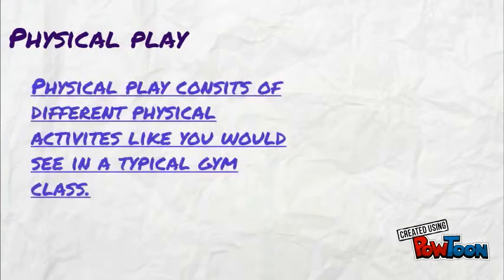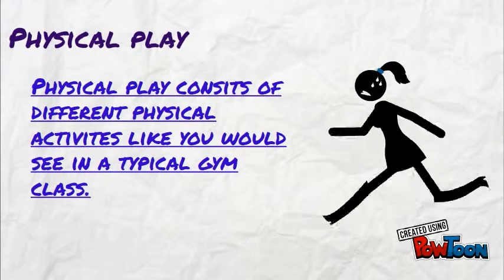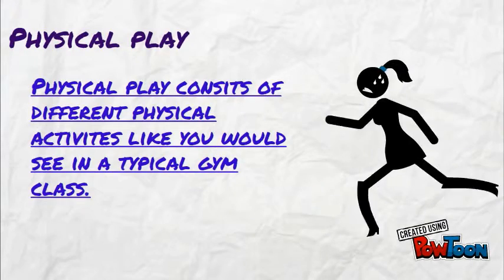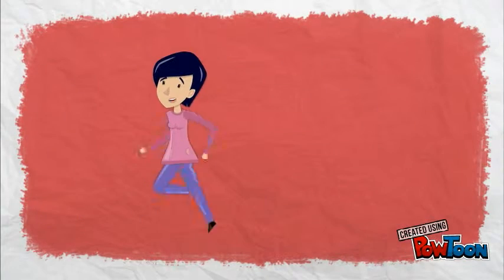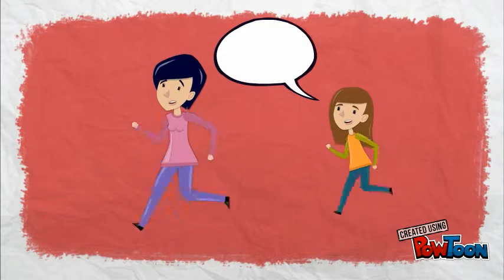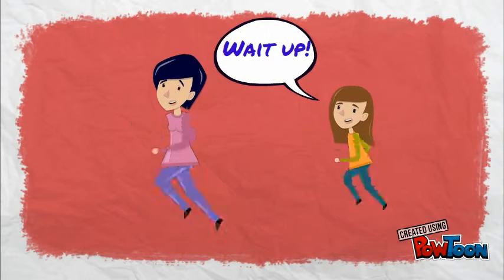Another type of play would be physical play, which consists of what you would see in a typical gym class. Physical play is important because it helps develop muscles as well as the brain.